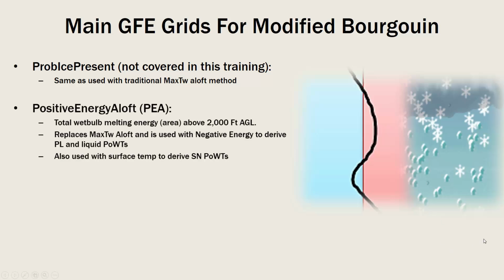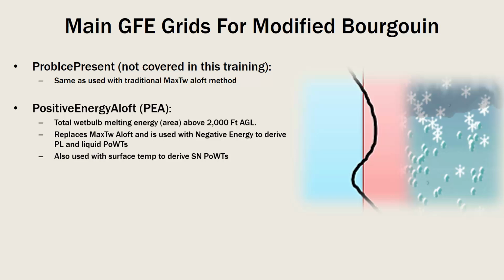The new grid here, positive energy aloft, is going to represent your total wet bulb melting energy above 2,000 feet off the surface. You can consider this to be replacing your maximum wet bulb temperature aloft in the traditional method. While the positive energy aloft will help determine your snow probabilities, especially if your surface temp is below freezing, it will also be used in conjunction with the negative energy grid that we'll talk about next to derive sleet and liquid probabilities.